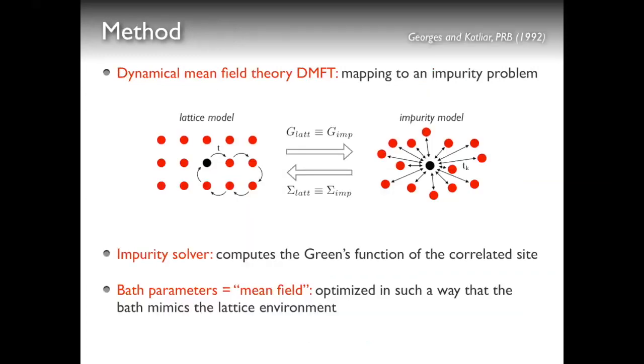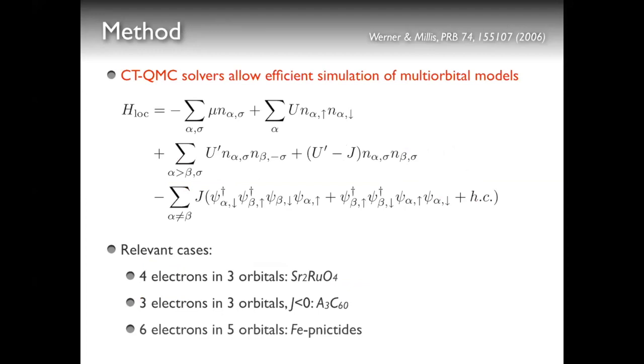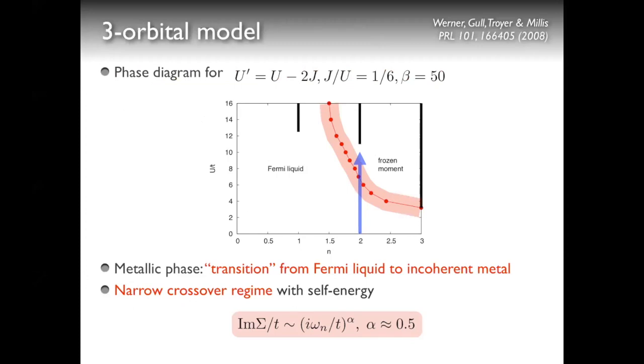So in this work, like in the previous one, I'm going to use dynamical mean field theory, where we map the lattice system to a multi-orbital impurity problem. The Hamiltonian for this impurity problem looks something like this. We have an intra-orbital interaction U, and then an interorbital interaction parameterized by U prime and J, and also pair hopping and spin flip terms. And these types of Hamiltonians are relevant for different classes of unconventional superconductors. For example, if you have 4 electrons in 3 orbitals, it's relevant for strontium ruthenate compounds. With 3 electrons in 3 orbitals and negative Hund coupling for fullerite compounds, and with 6 electrons in 5 orbitals for iron pnictides. So let me remind you what this spin freezing is.